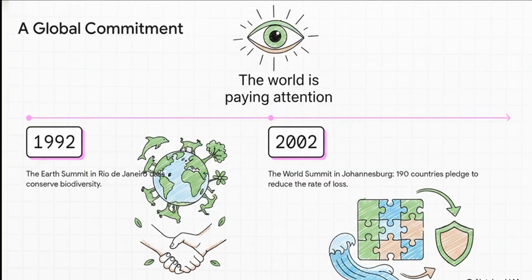And this isn't just a few scientists hoping people will listen. This has become a massive global effort. It really kicked into high gear back in 1992 at the Earth Summit in Rio. That's where nations from all over the world agreed that this was a shared responsibility. Then, 10 years later, at another summit, 190 countries actually pledged to reduce the rate we're losing all this biodiversity. So the world really is paying attention.